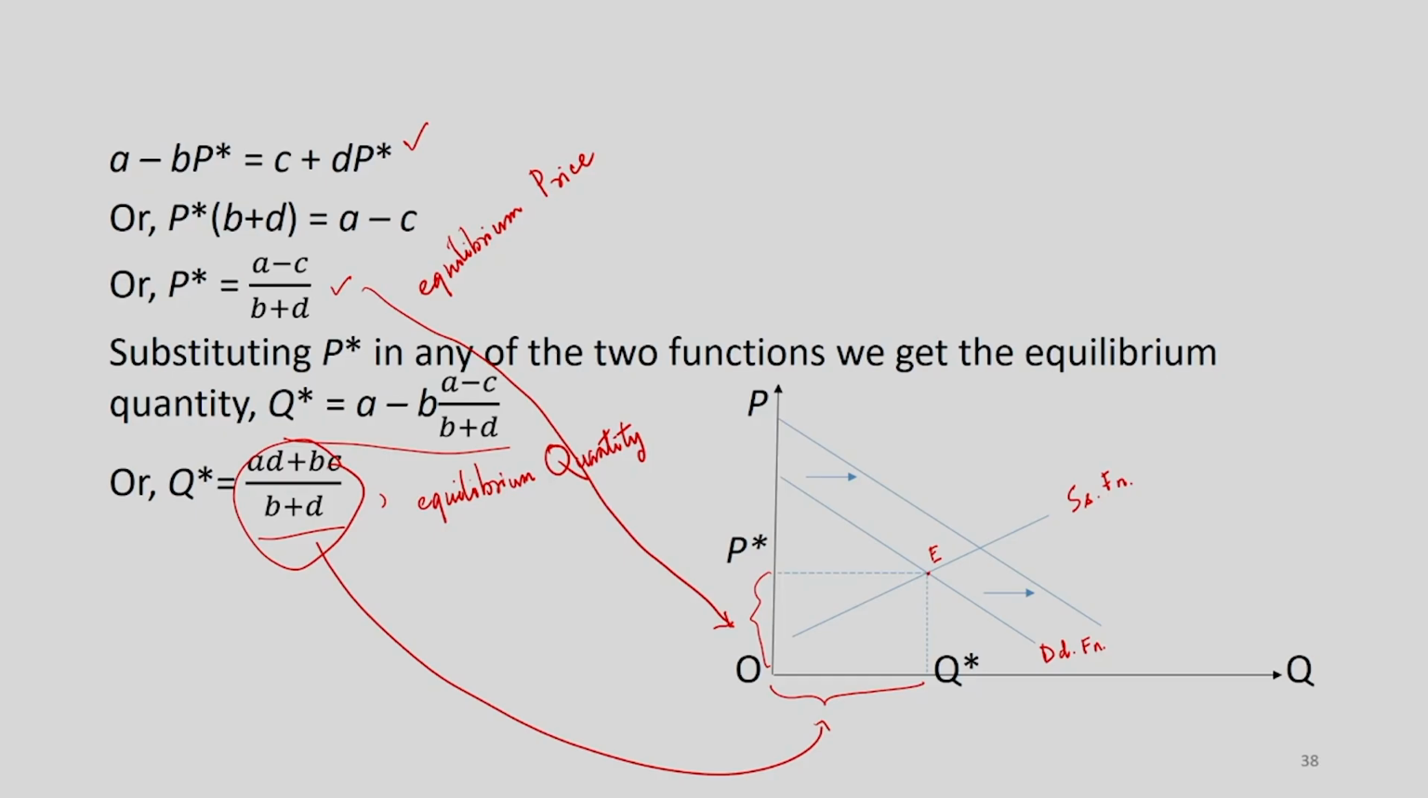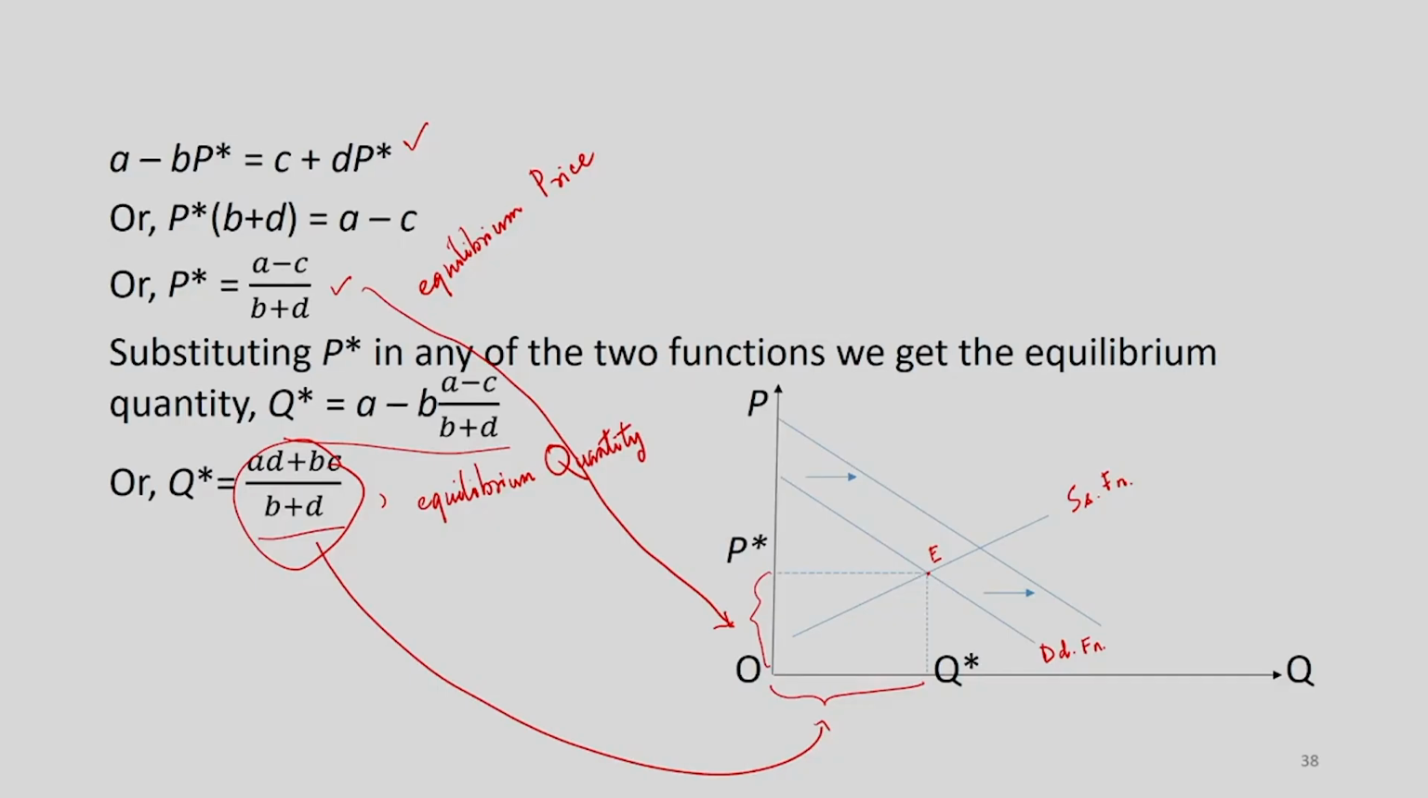Quantity demanded and quantity supplied, they are intersecting at a particular point, at point E. E is the equilibrium point, because at that point quantity demanded is just equal to quantity supplied, and from E I find out the coordinates. The coordinates are given by OQ star and OP star, and which are given here.